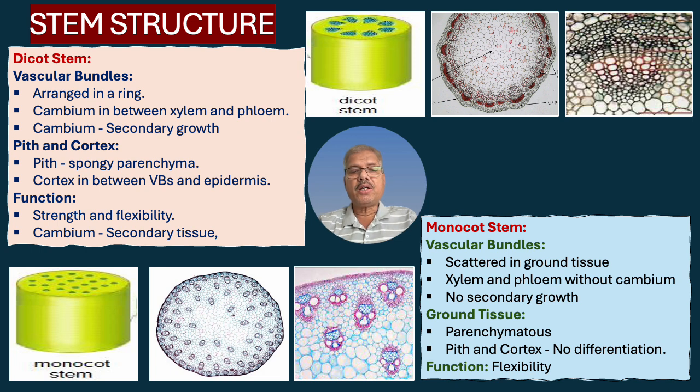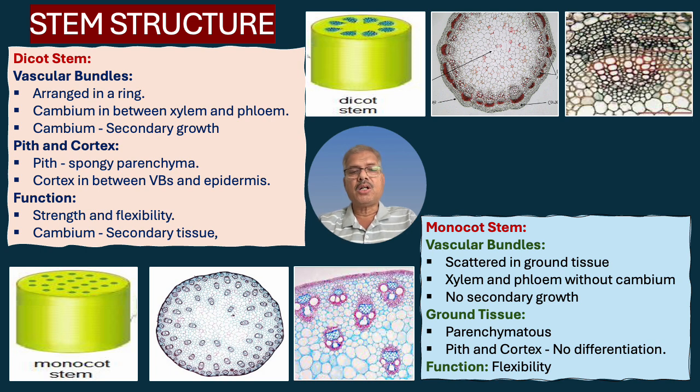This organized ring structure provides strength and flexibility. The cambium allows for the development of woody tissues, enabling long-term growth. In the case of monocotyledons, the vascular bundles are scattered throughout the stem's ground tissue.